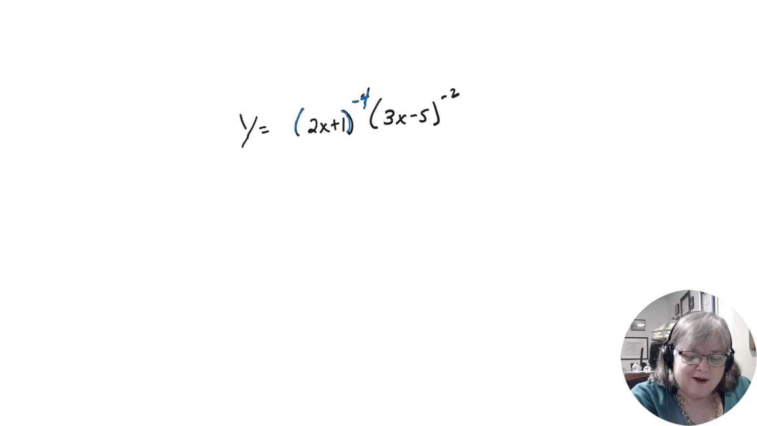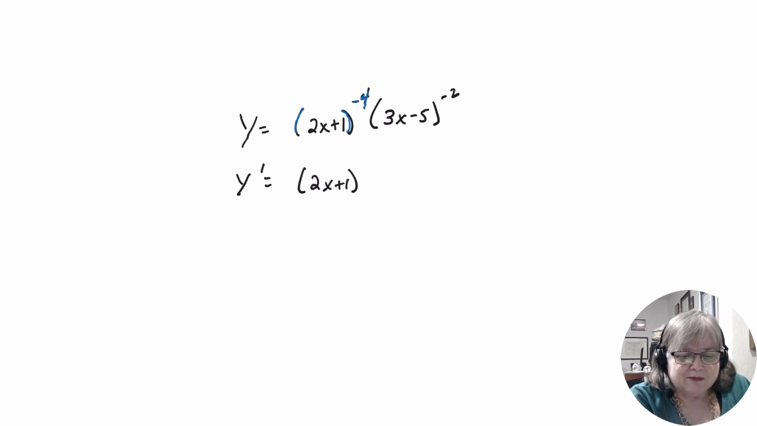So let's start off with the derivative. And the product rule says it's the first times the derivative of the second plus the second times the derivative of the first. So it's the first times the derivative of the second. All right, now let's look at the second. That's this part right here.